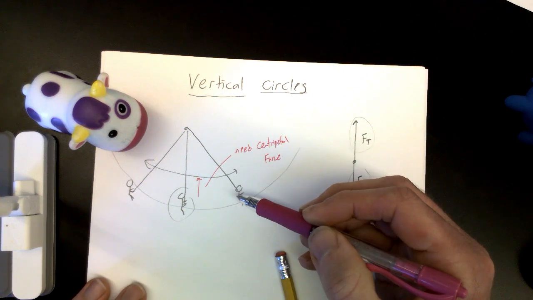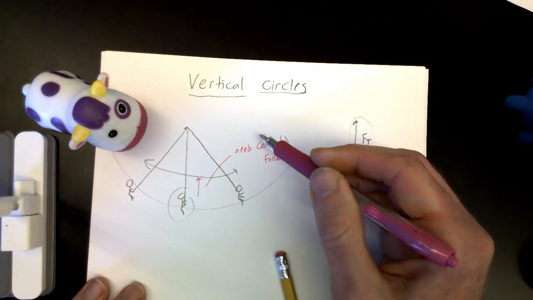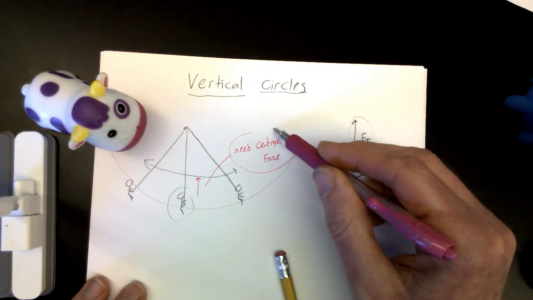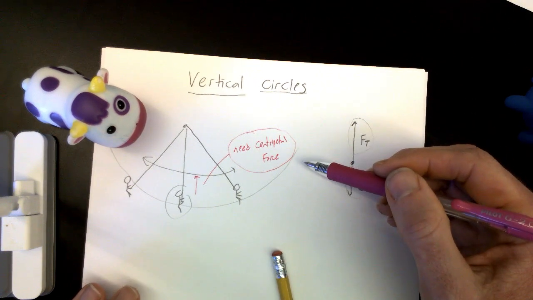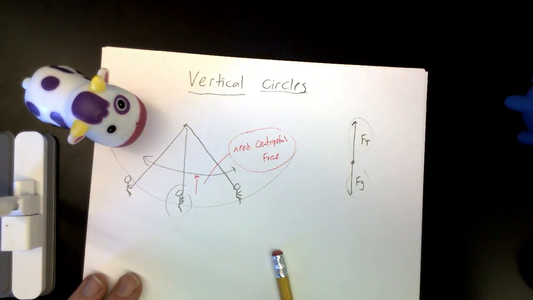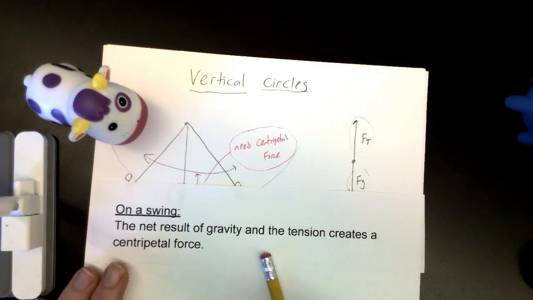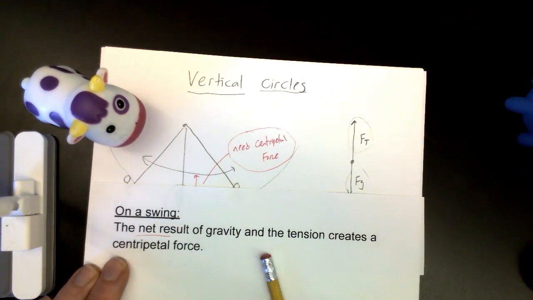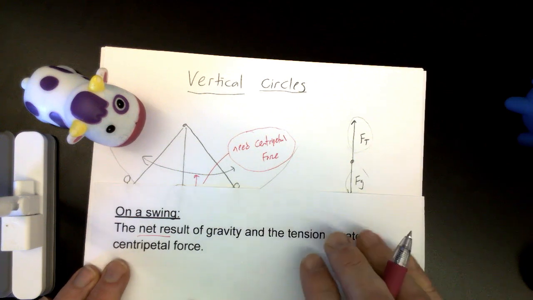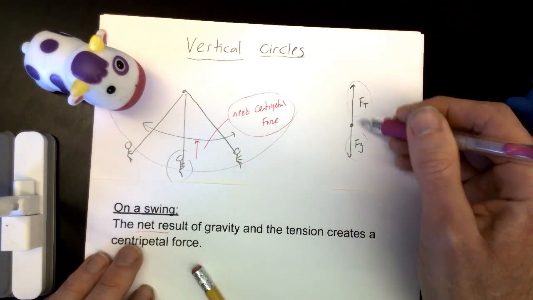For these vertical circles, we're always going to be having a balance between gravity and tension. So when we say we need a centripetal force, the centripetal force is actually going to be the net result of a couple of different forces. So I have that written out over here. I say when you're on a swing, the net result of gravity and the tension creates a centripetal force. So it's not just one force right here we're worrying about, it's actually two different forces.